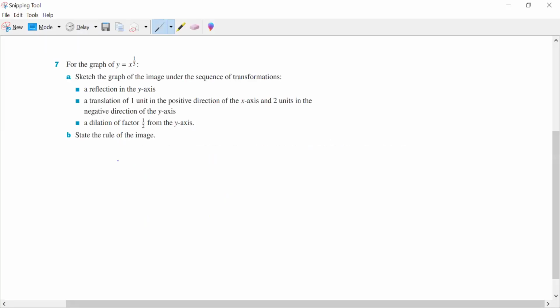So we have first our x, y coordinate, which then has a transformation of reflection in the y-axis like this. And then we have a translation of 1 in the positive direction of x, so negative x plus 1. And then we have y minus 2. And then finally, we have a dilation of half from the y-axis. So this would be negative half of x plus 1. Oh, sorry, the negative is inside the bracket. So this would be half of negative x plus 1, and this is still y minus 2.